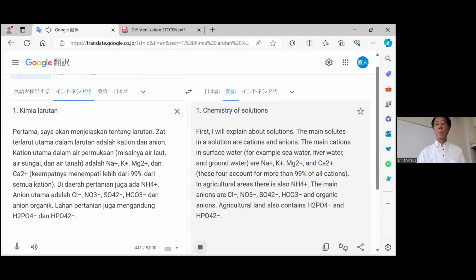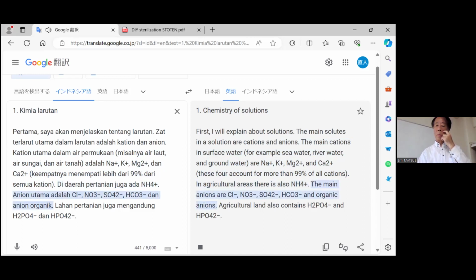One. Chemistry of solutions. First, I will explain about solutions. The main solutes in a solution are cations and anions. The main cations in surface water, for example seawater, river water, and groundwater, are Na+, K+, Mg2+, and Ca2+. These four account for more than 99% of all cations. In agricultural areas there is also NH4+.